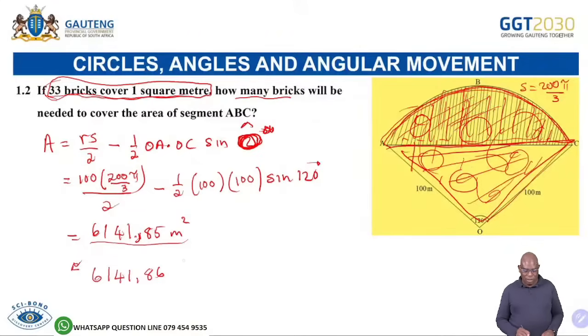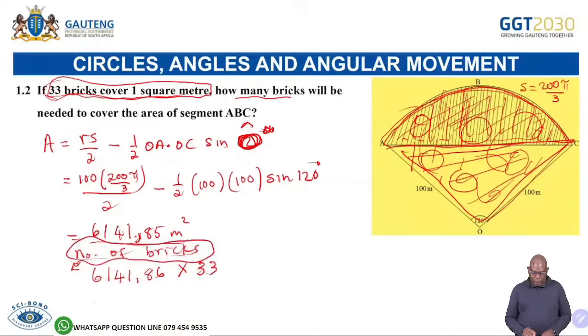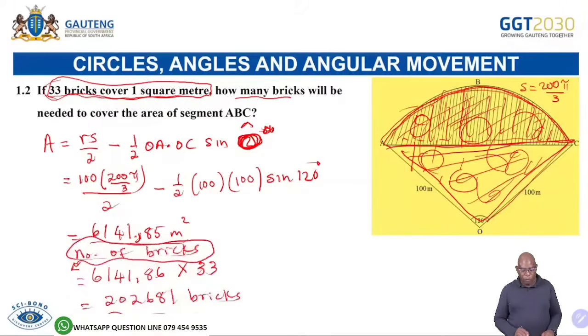So I'm just going to put a 6 here. Then I'm going to multiply by 33. So this is going to be the number of bricks I need. See, the number of bricks I need. Then the answer that I'm going to get will be 202,681 bricks. I'm going to buy 202,681 bricks for me to cover this area.